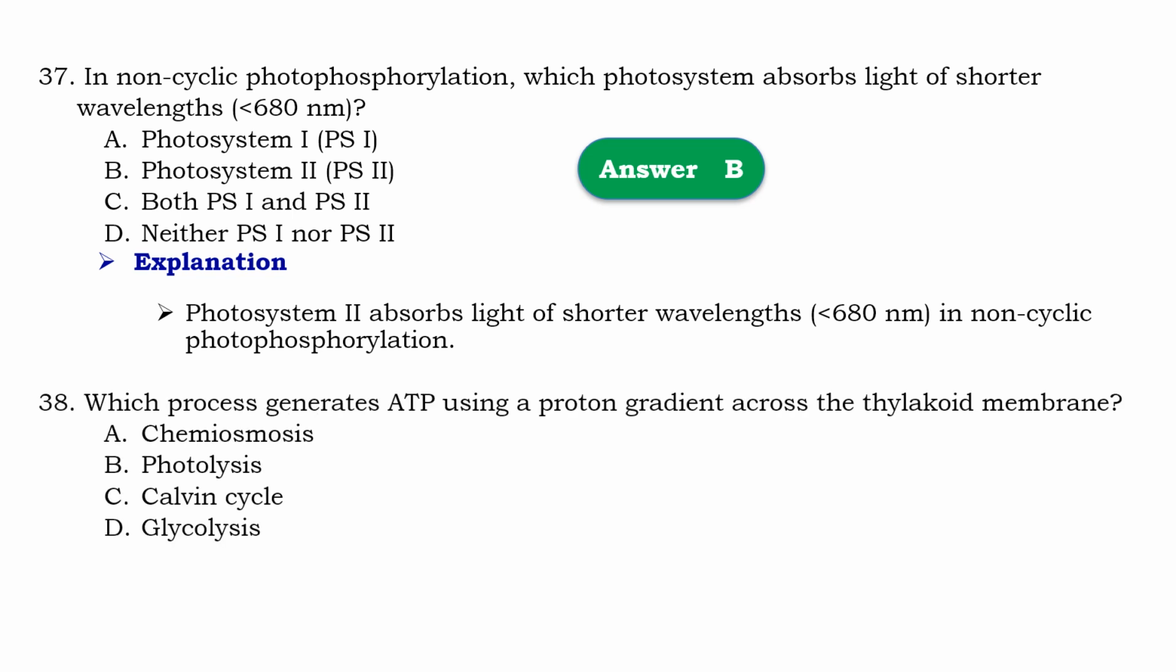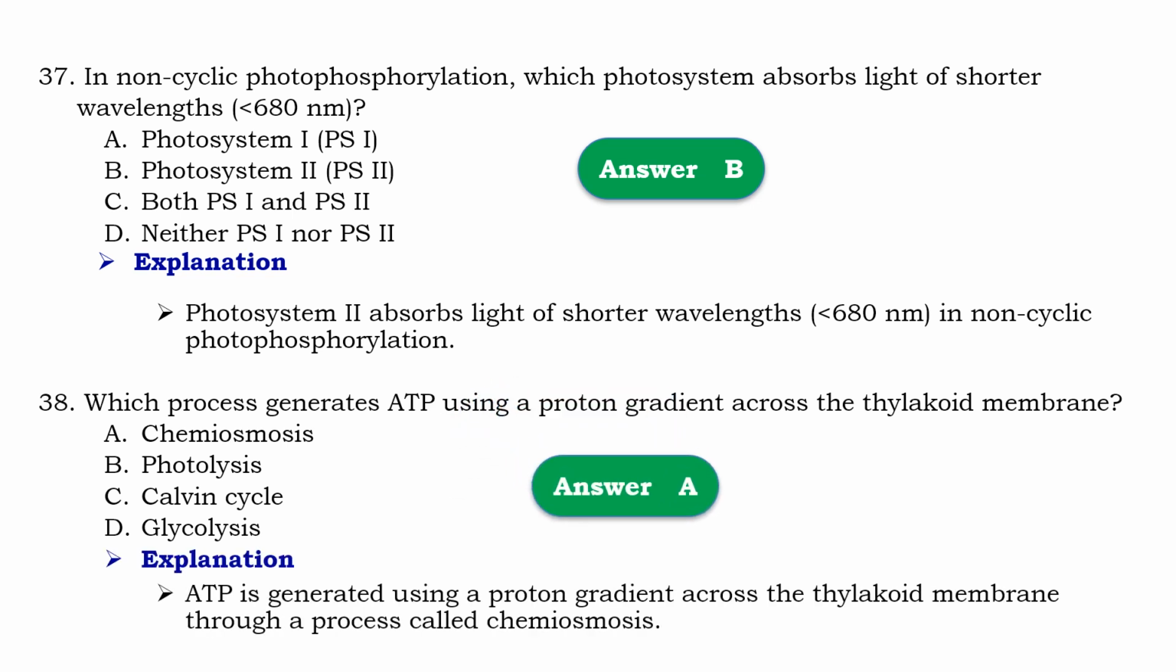Question number 38. Which process generate ATP using proton gradient across thylakoid membrane? የትኛው ፕሮሰስ ATP ጀነሬት የሚያደርገው proton gradient across thylakoid membrane ጊዜ ATP ጀነሬት የሚያደርገው ፕሮሰስ የትኛው ነው ይላል? So that should be A, chemiosmosis. Means that ATP is generated using proton gradient across thylakoid membrane through process of chemiosmosis.